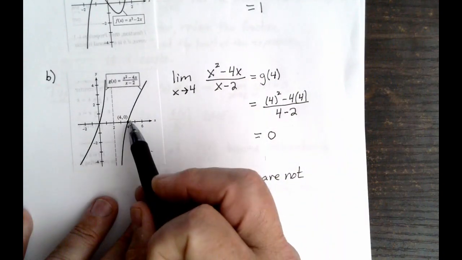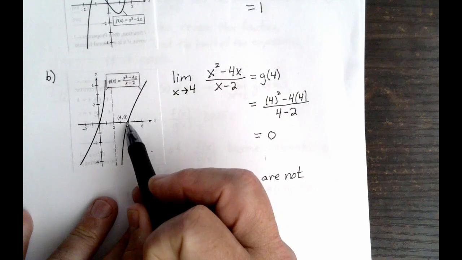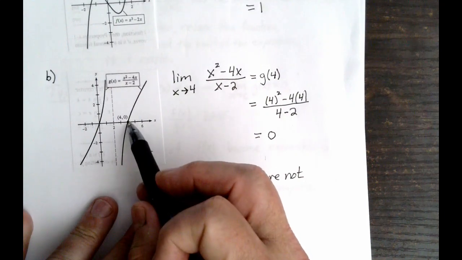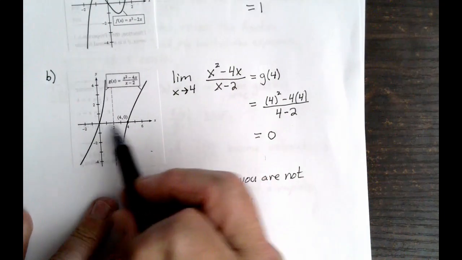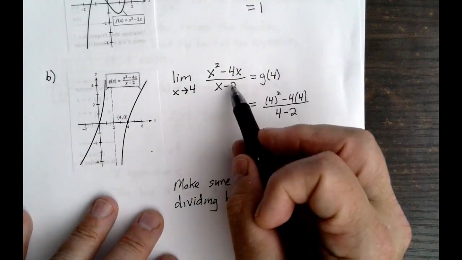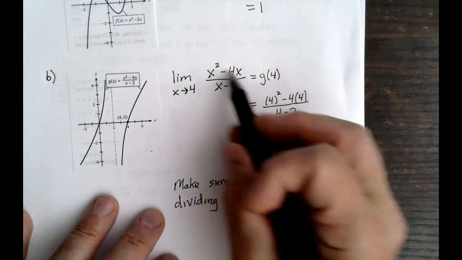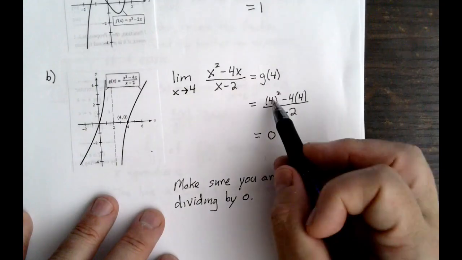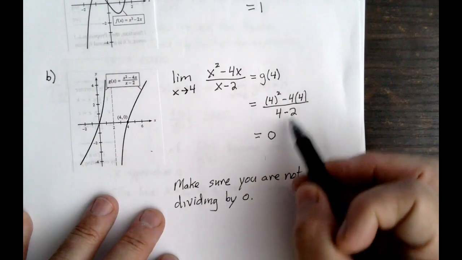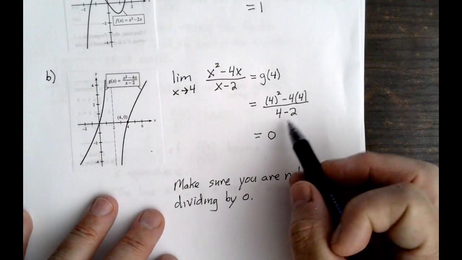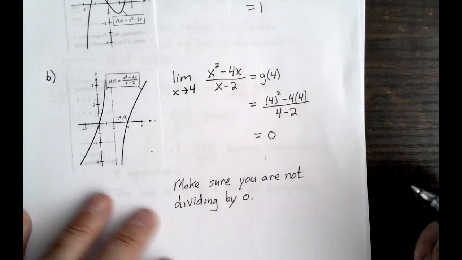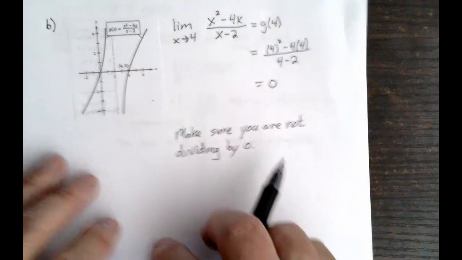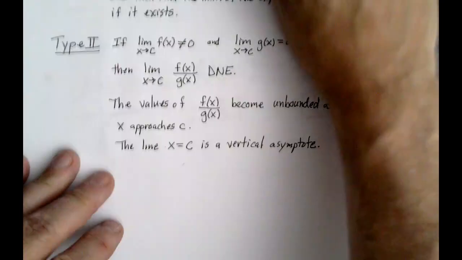And then same thing for a rational function like this. If you're looking at x equals 4 right here, approaching from the left and approaching from the right, it equals a y-coordinate of 0. Well, it also will equal g of 4. You just plug a 4 into here and you get 16 minus 16 over 4 minus 2, which is 0 over 2, or 0. You always have to make sure you're not dividing by 0.